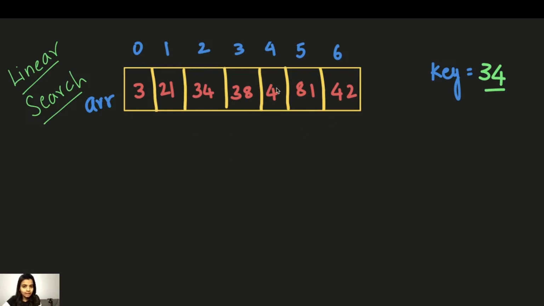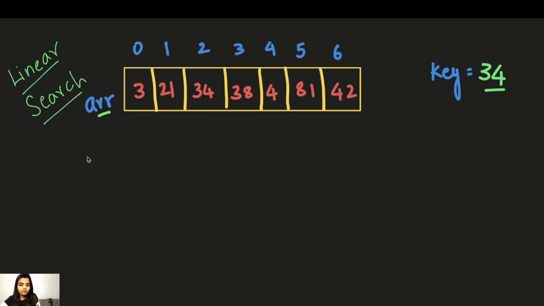Let's say we have an array here whose name is ARR. It's populated with some random elements. The indices are starting from 0 all the way up to 6. And the search key is 34. That is the element that we want to find in the array.